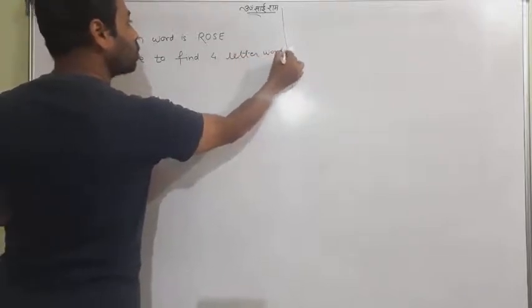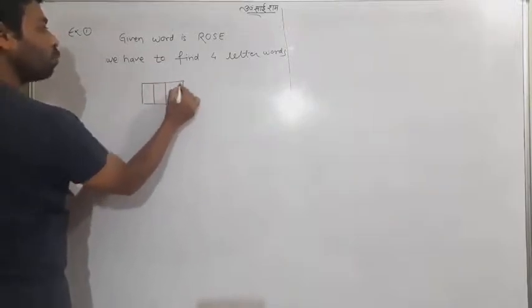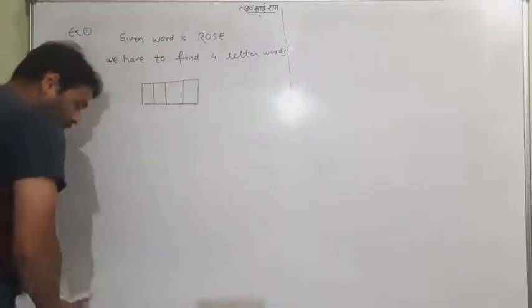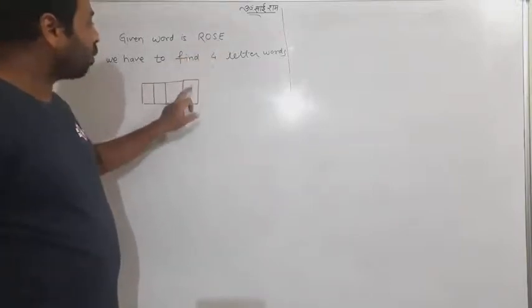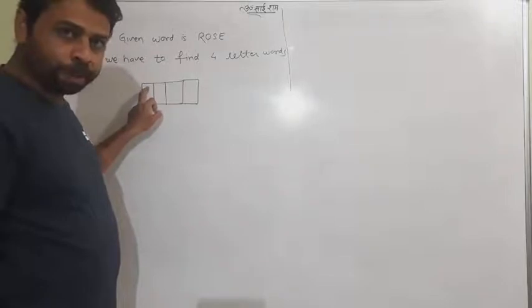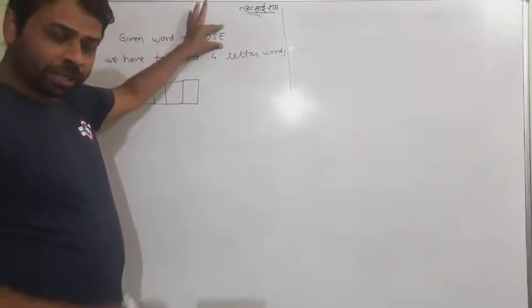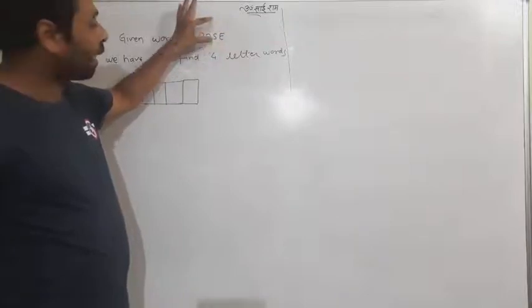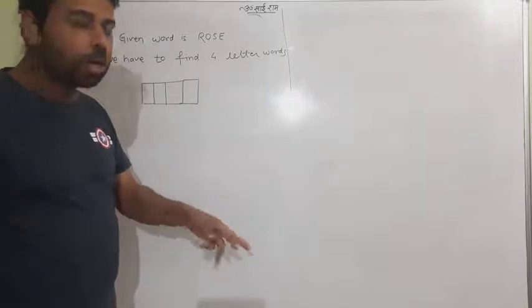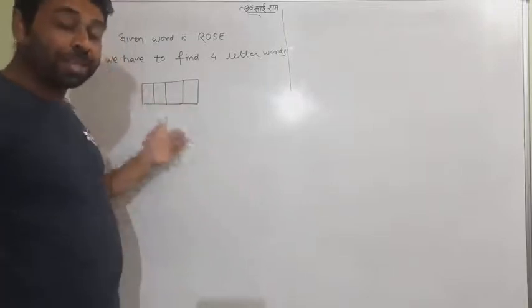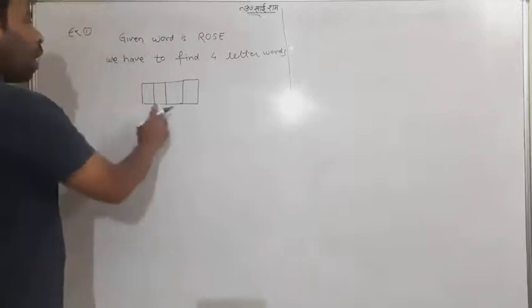So what we do, students, we make four boxes which represent four-letter words. Please remember these are four letters and four-letter words you have to form. You might have been told to form a two-letter word or three-letter word, but this time we are told to form a four-letter word without repetition.